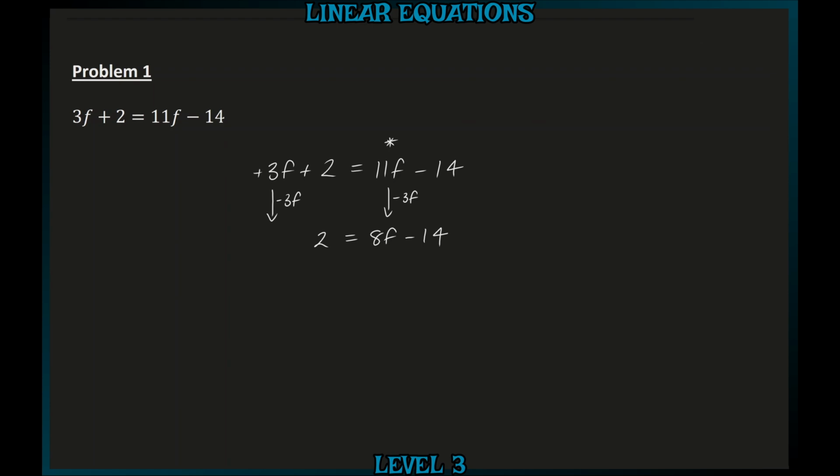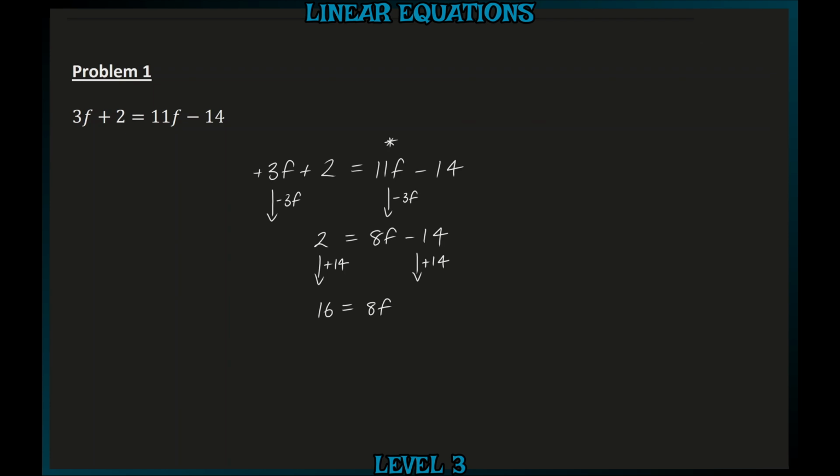So now going back to the right, we want to remove the minus 14. So we use its inverse, which is plus 14, and do the same on the left. On the left, 2 plus 14 is 16, and on the right, the minus 14 and the plus 14 cancel out, so we're just left with 8f.